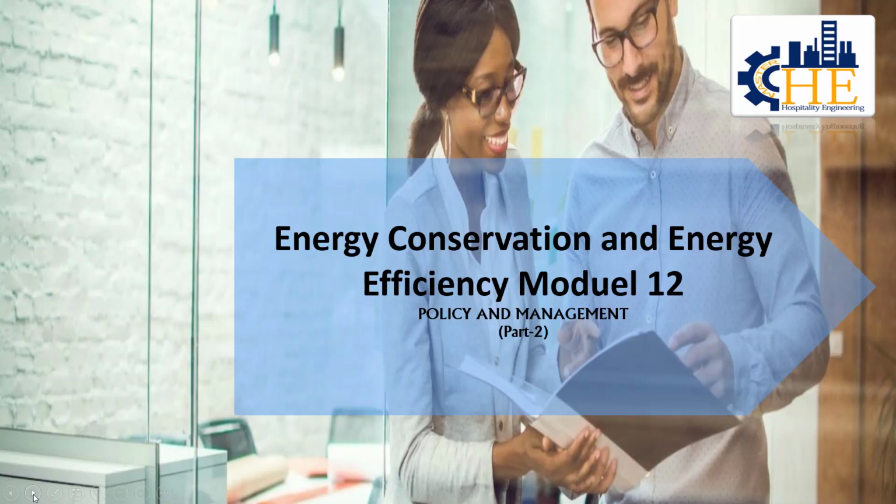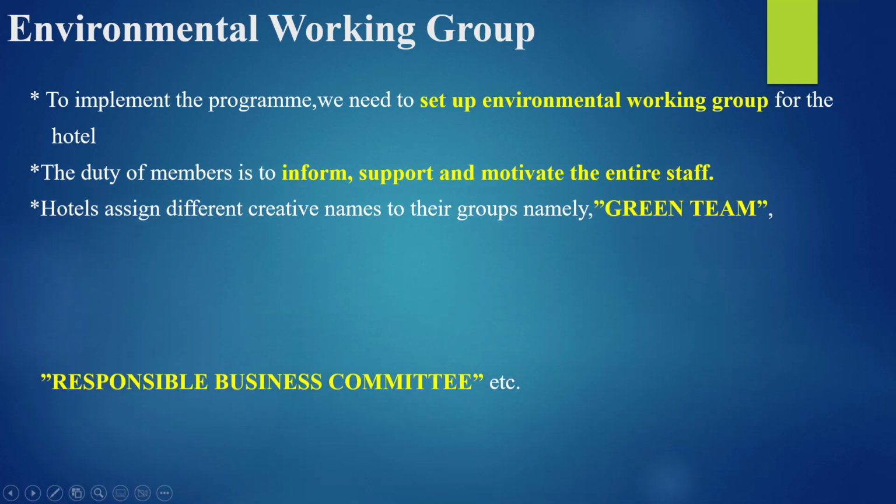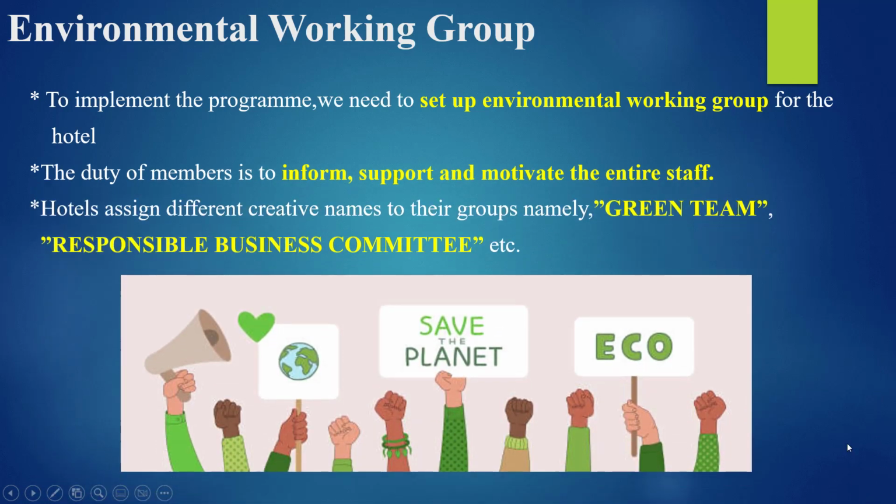Policy and Management, Part 2. Environmental Working Group. In order to implement the program, you will need to set up an environmental working group for the hotel. The role of its members within it will be to inform, support, and motivate the entire staff. How you achieve this will depend very much on the size of your hotel and the staff assigned to the task. Hotels assign various names to their environmental working groups, such as the Green Team or Responsible Business Committee.